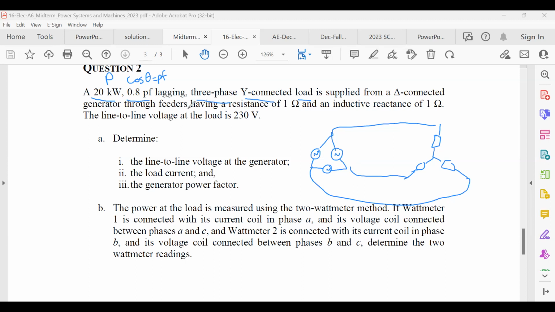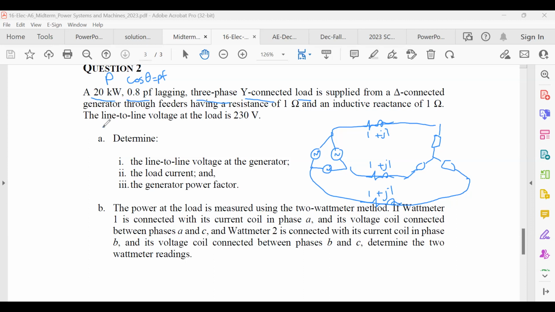So they are connected through feeders having a resistance of 1 ohm and inductive reactance of 1 ohm. So it's actually, you have a feeder. This is per phase, you have 1 ohm plus j1. And you have another feeder here, so it's a three phase. So the feeder given is actually the one per phase. Always the feeders are given per phase.